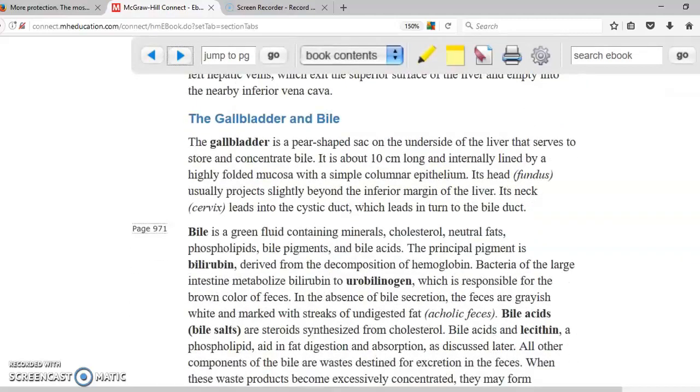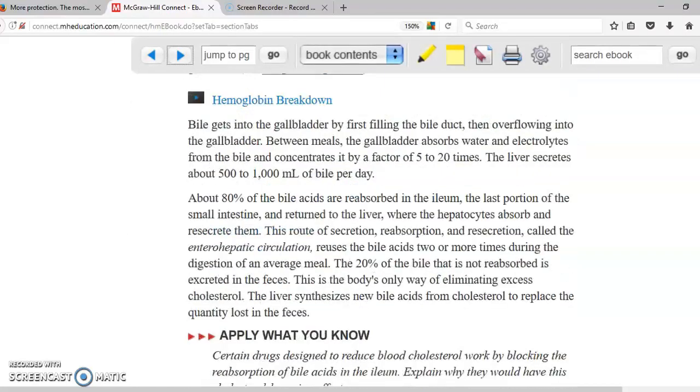Gallbladder and bile. The gallbladder stores the bile, and the bile is produced by the liver. Bile is mainly cholesterol, phospholipids, as well as bile pigments. The main bile pigment is bilirubin. The bile is going to help us digest fat. Therefore, every single time we are digesting food, the presence of fat will stimulate the release of bile.